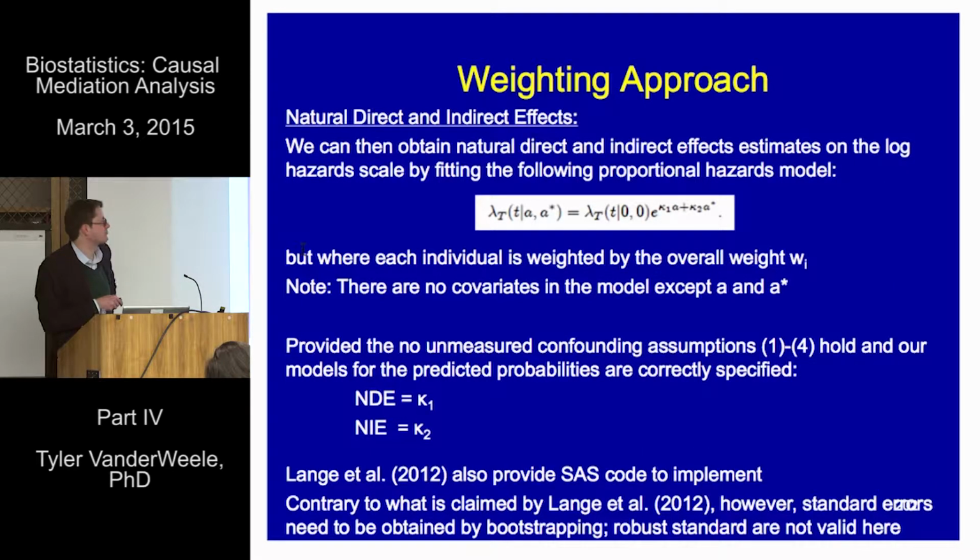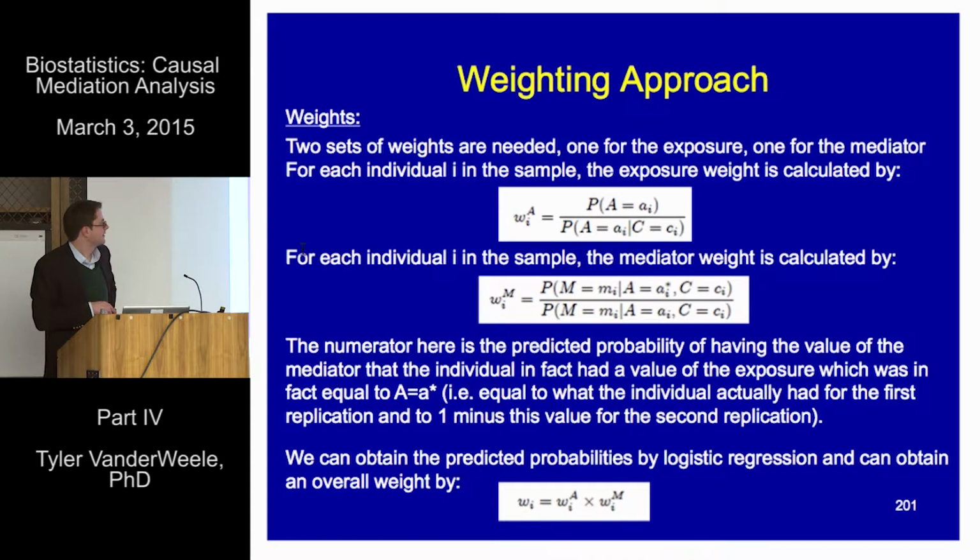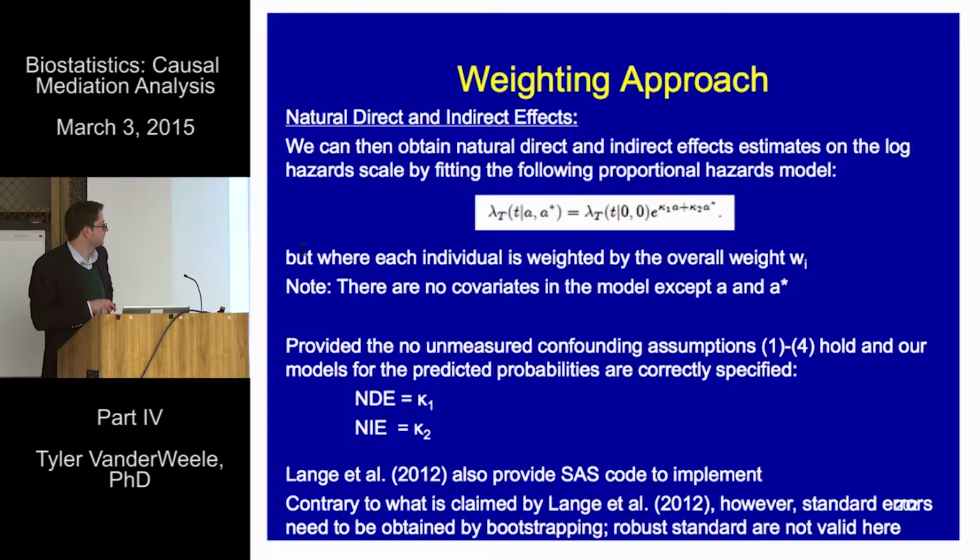One can show then that provided our 4 assumptions about confounding are satisfied, and the models for our predicted probabilities to get the weights are correctly specified, the coefficient K1 for the exposure just corresponds to the natural direct effect. The coefficient K2 for our modified variable A star just corresponds to the natural indirect effect. So it's a bit of a convoluted process, but then at the end, the estimates themselves give us our direct and indirect effects.